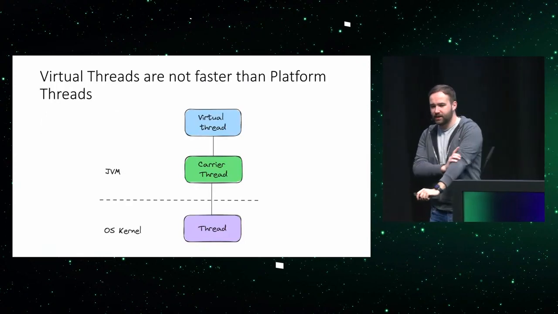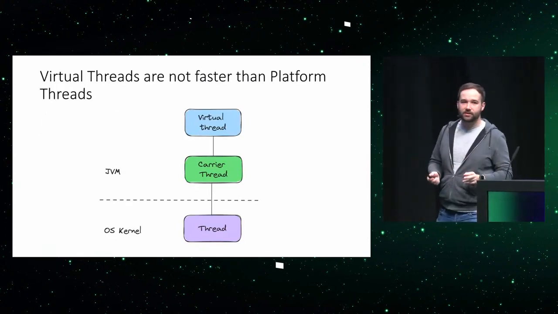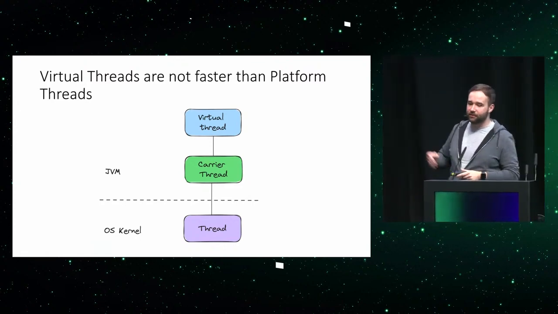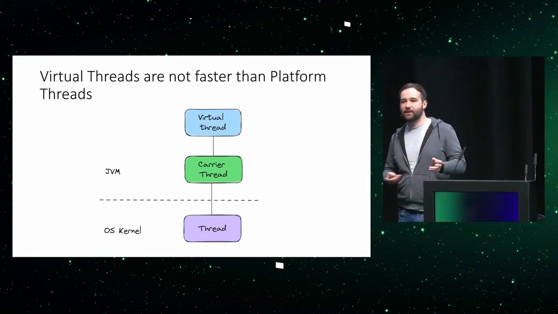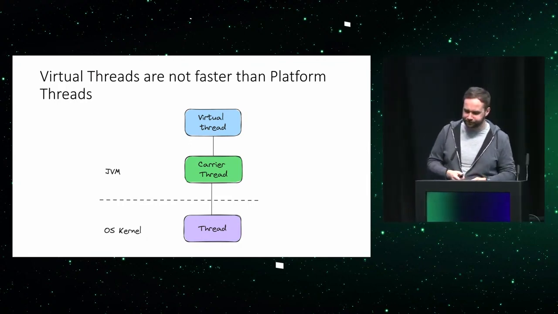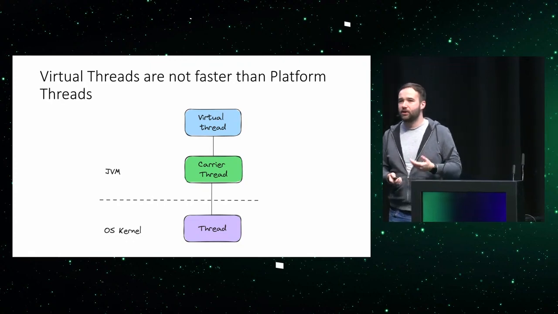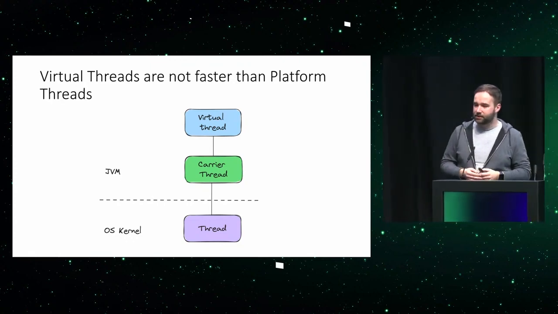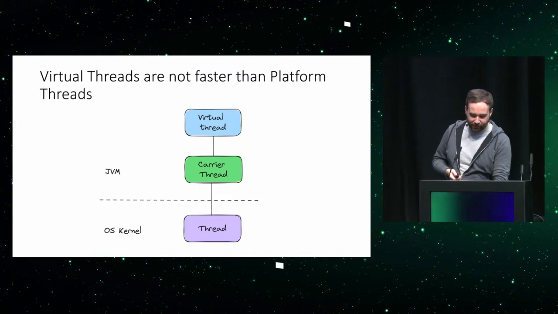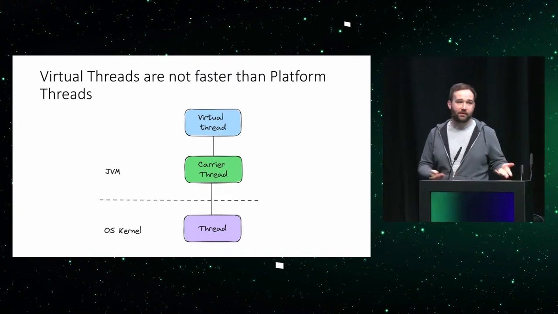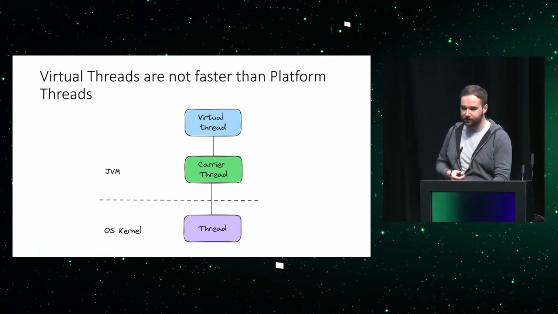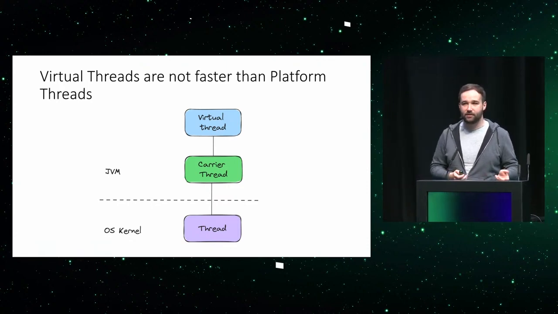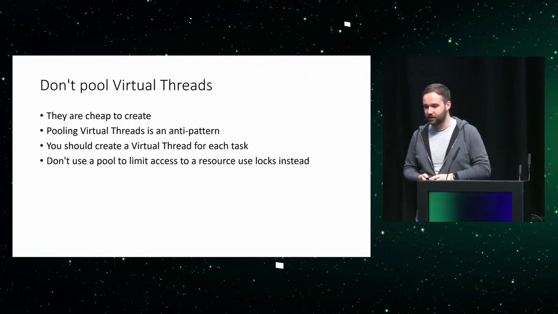So one other thing is that virtual threads are not faster than platform threads. The virtual thread still runs on a carrier thread, which basically is a platform thread. So they are not a silver bullet. By switching from one to another, it won't increase the performance of your application instantly. So I would recommend you to measure the difference of performance between the old situation and the new situation if you switch to virtual threads, to see if it even makes a difference for your use case.